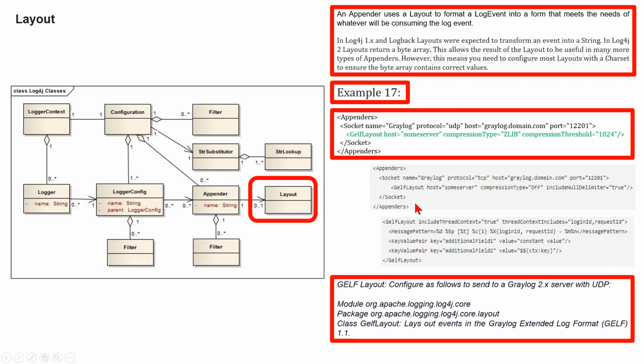Configure as follows to send to a Graylog 2.x server with TCP. Here you can see the UDP and here TCP.